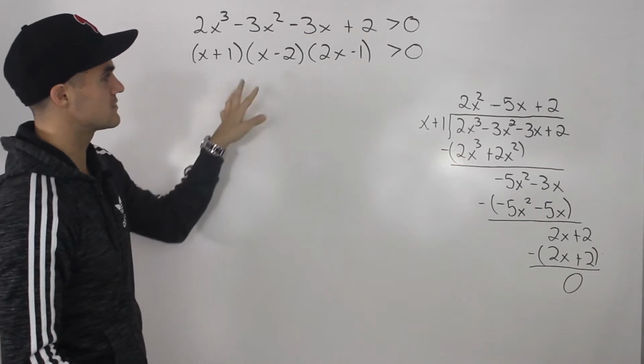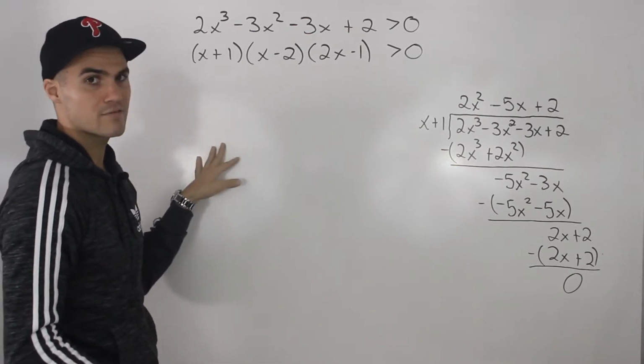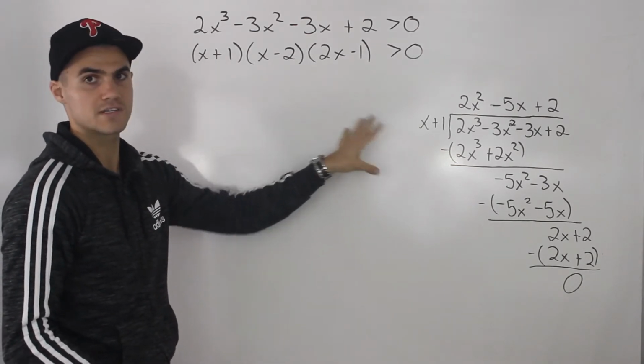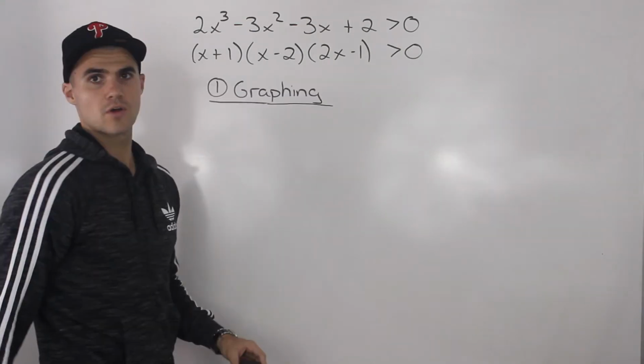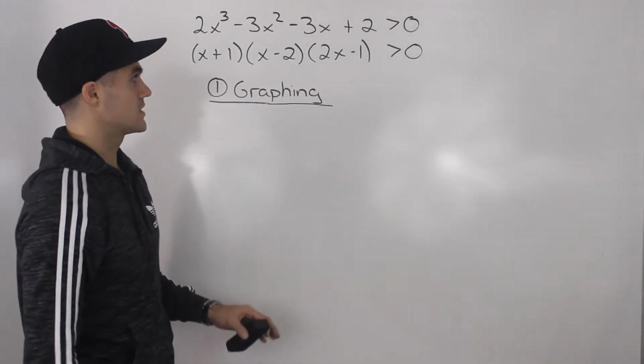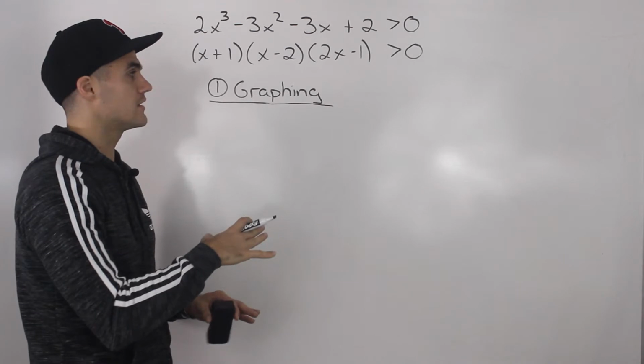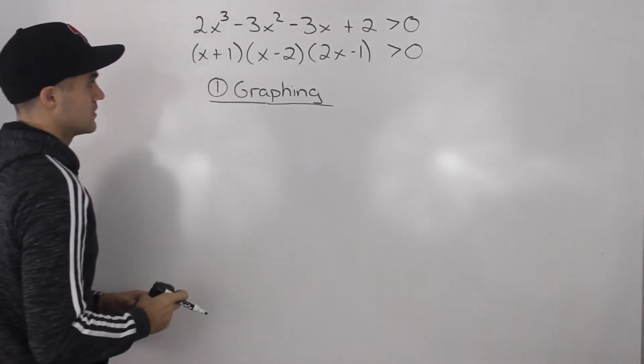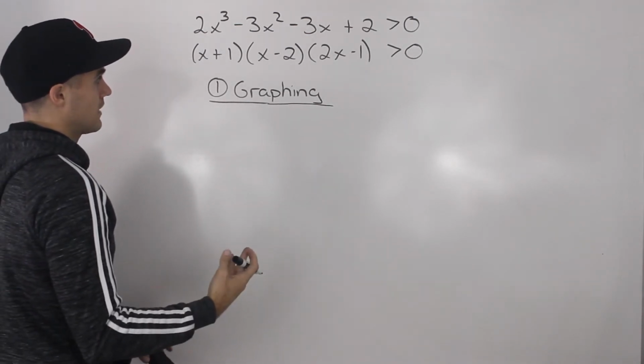There's actually two ways of doing this. You can do it by graphing, or you can do it by something called a sign chart, and we're going to go over both ways. So I'm going to show by graphing first because we already did graphing in the previous unit. So it will be a nice continuation of that.